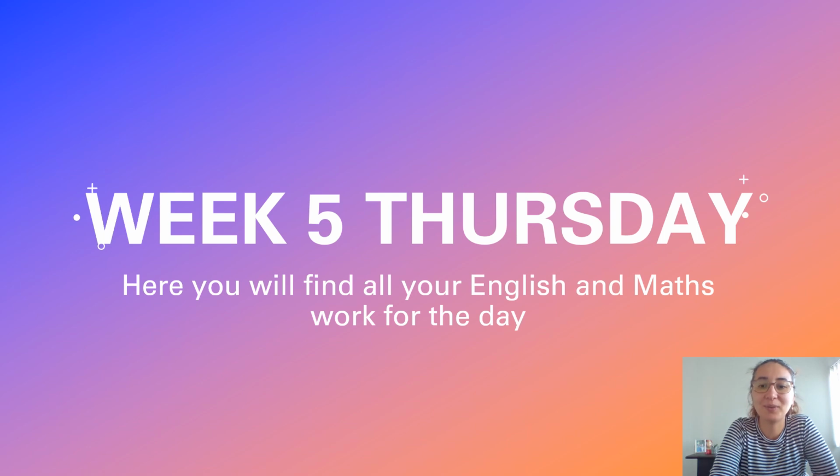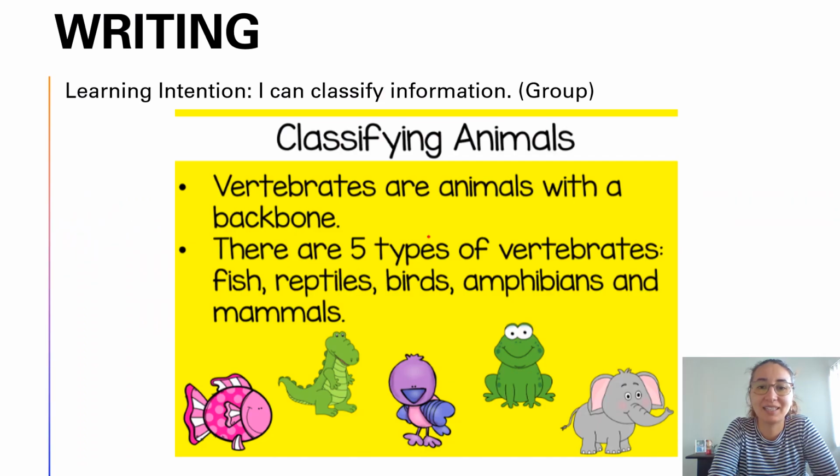Our first one will be writing. So here we go. Our learning intention, remember we're doing informative texts. It was all about getting information and giving it out as a message to the audience. This time we're looking at just grouping information, or classifying. We're looking at classifying our animals, which means grouping animals, and we're just going to group the vertebrates. And our vertebrates were animals with backbones.